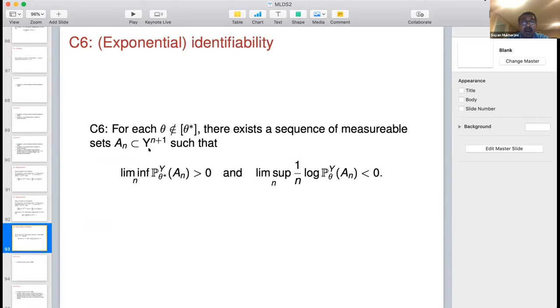That at theta star, right? If I look at the likelihood, then it's going to be greater than zero. And for any other theta, it's going to be less than zero. So you really want this exponential difference, for example, in the log likelihood.